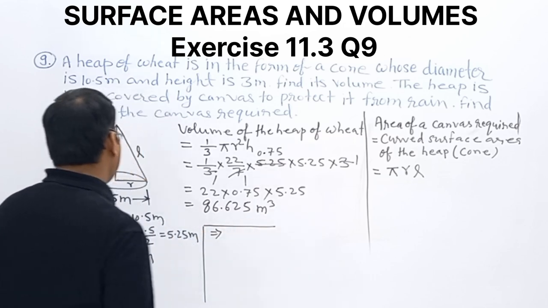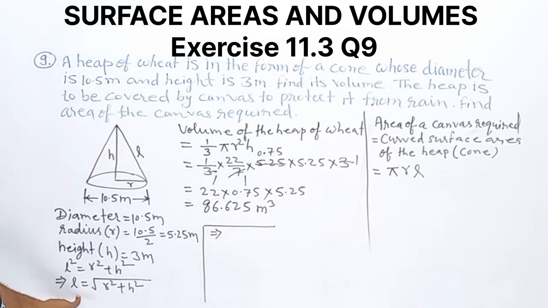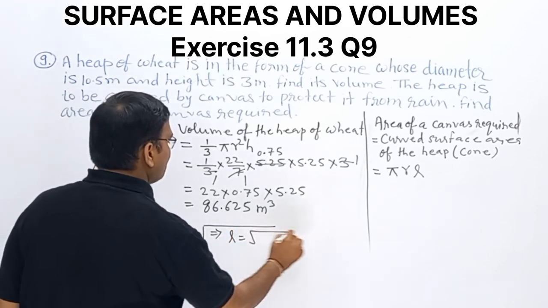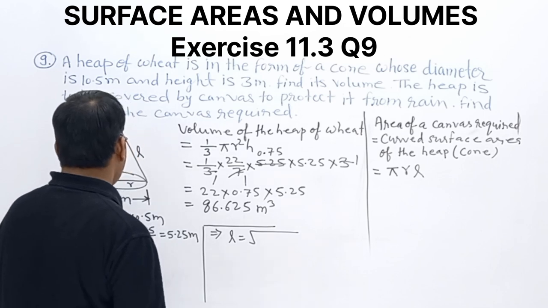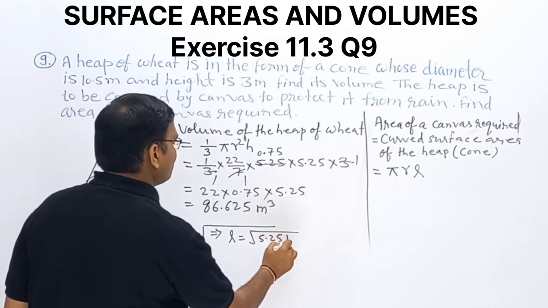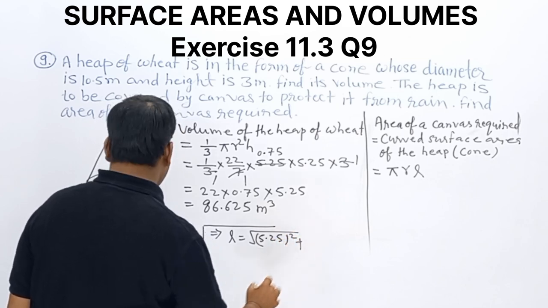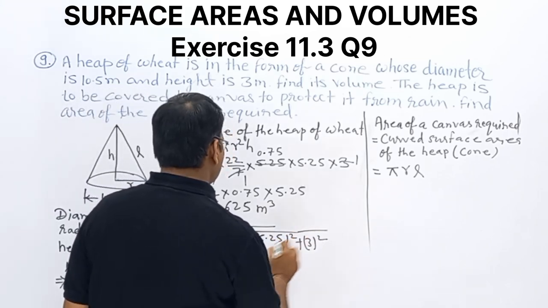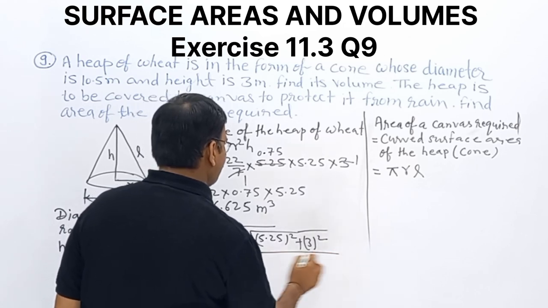I am writing this one. L equal to what? L equal to R square plus H square. So once we put the values of R and H, L equals the square root of R square plus H square. R is the radius, 5.25 square, plus H is the height, and this is 3 square. Let's solve this one.